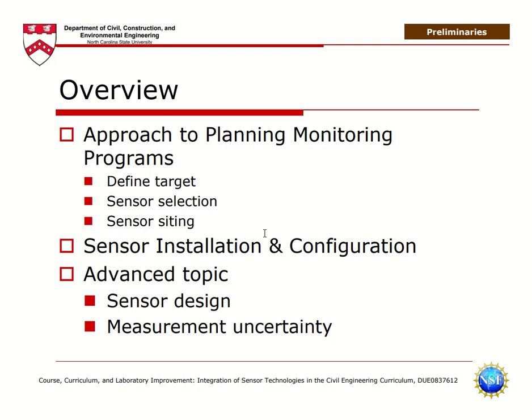Then we are going to discuss sensor setting as well. It is a big topic in itself. How do you mount the sensor on a particular target in order to obtain 100% result, or the best result possible, from that sensor? We are also going to discuss the installation of a sensor and how you configure it in detail. Then we have the advanced topic, which is the design of a particular sensor and measurement uncertainty, which would discuss different types of errors and how you can rectify them.